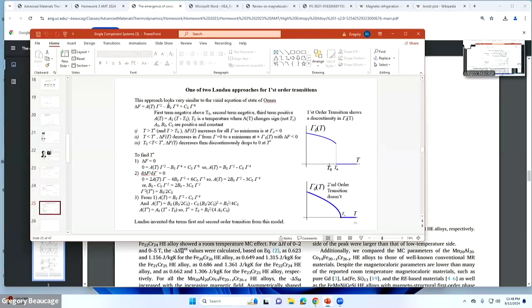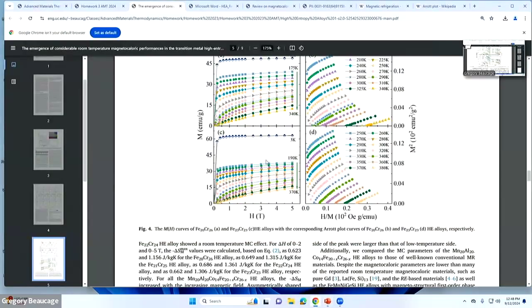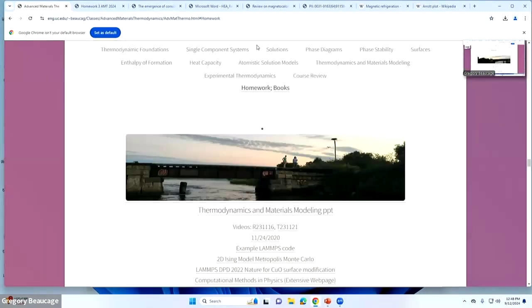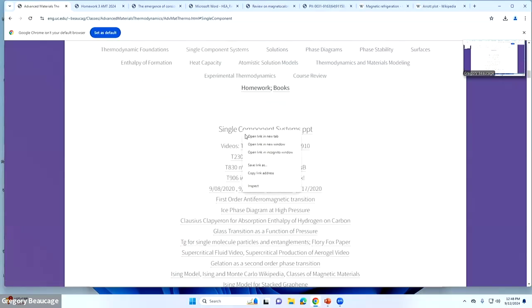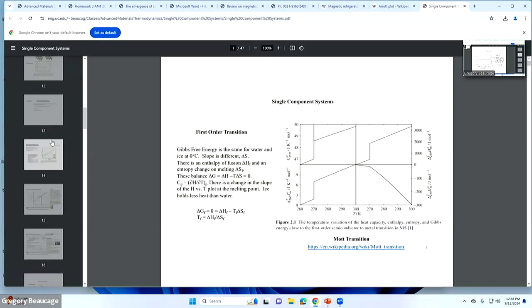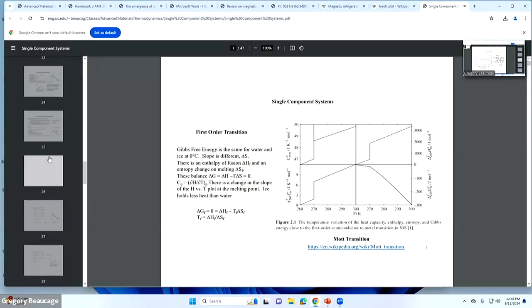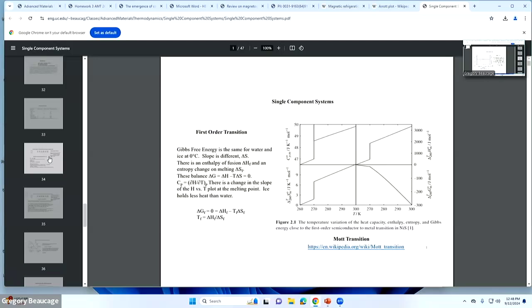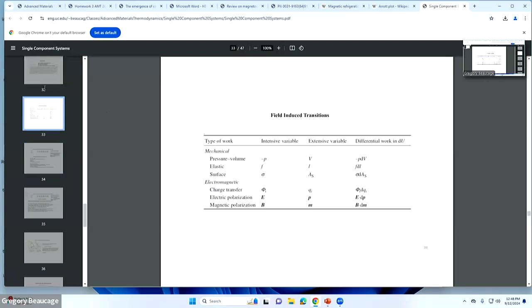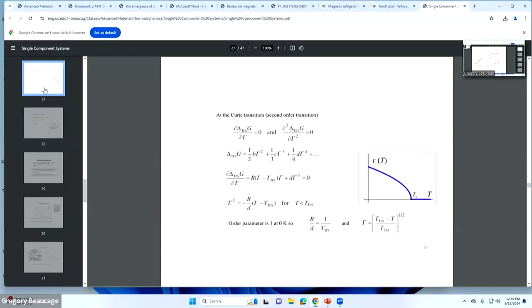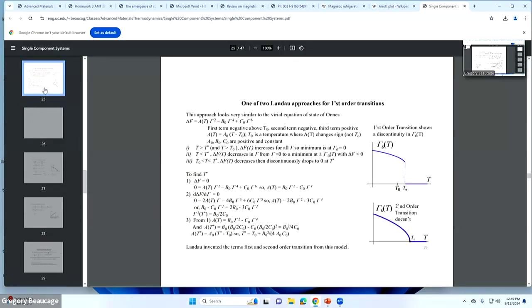So we're going to get a slide. You can get that slide if you go to here, and then go to single component systems. You can get the PowerPoint here, and this one is a PDF of it, which is easier to view. It's like slide 34, I think, if I remember right. Oh no, it's before that, 32 or something. It's somewhere in here. Second order, first order, second order.